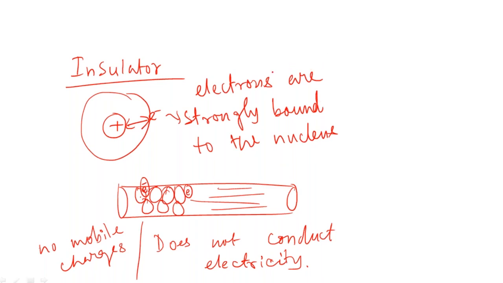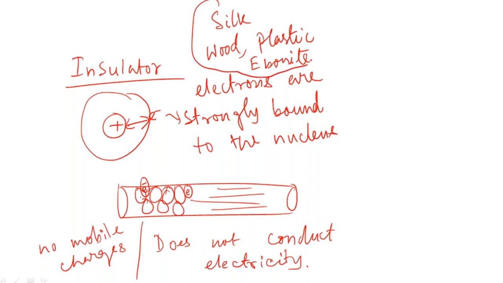There are examples, like if I give you, say, wood, you yourself can give some examples: wood, then plastic, ebonite, silk. These are all examples of insulators.